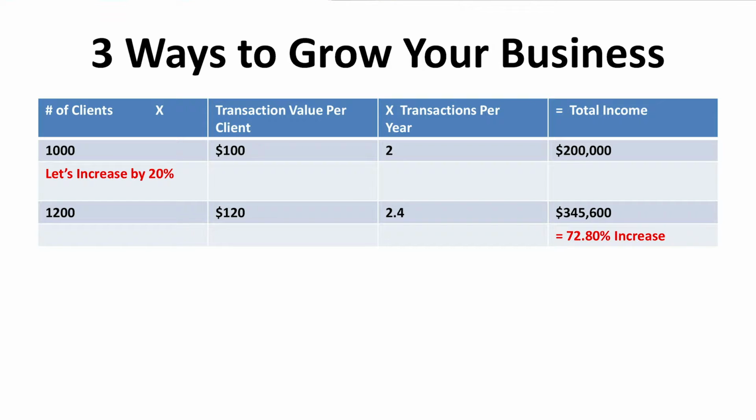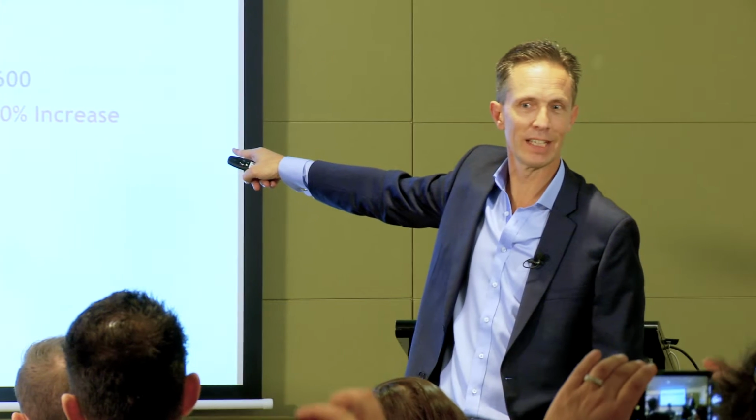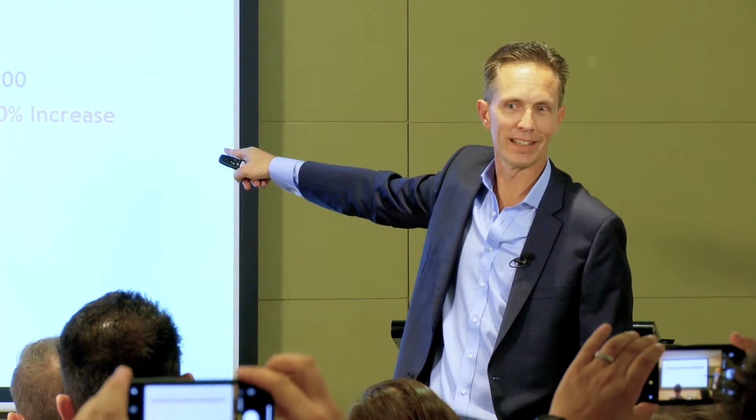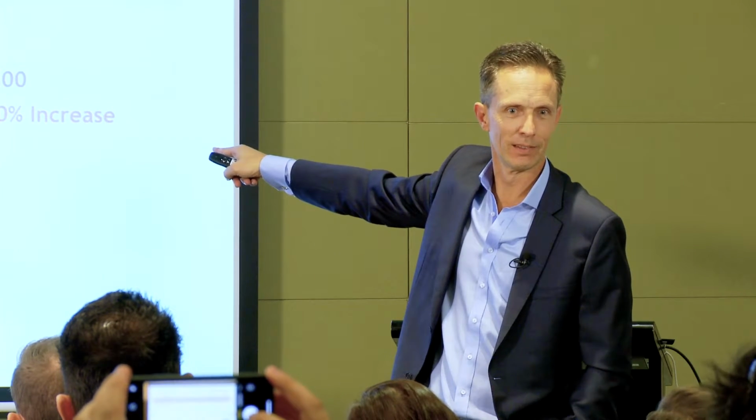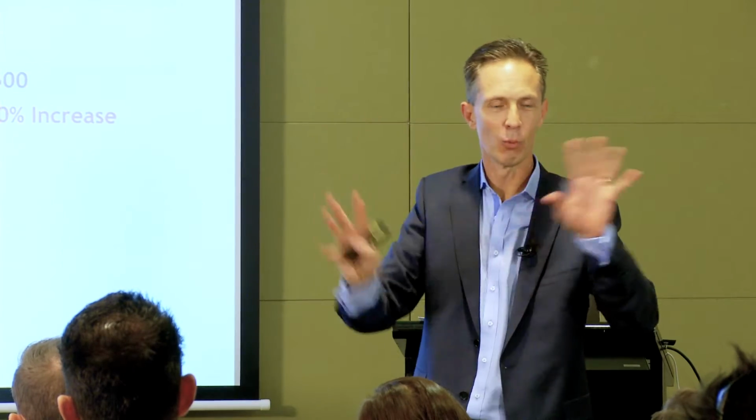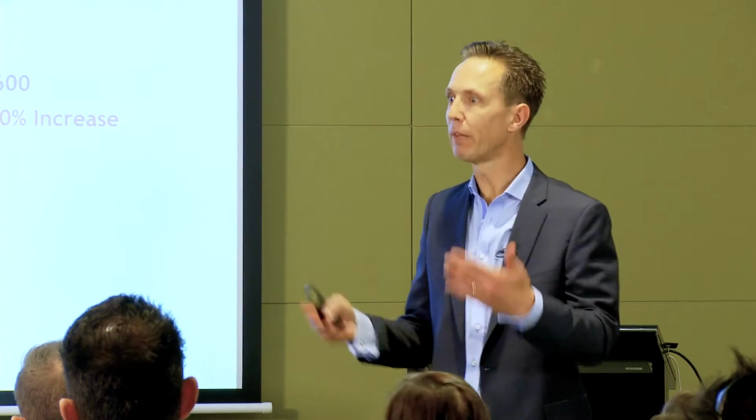Okay, let's try 20%. 1,200, 120, 2.4. So we're not doubling these numbers. And here, you've come to a 72.8% increase. Okay, it's sort of like magic waffle numbers. But if you actually do it, this is legit.